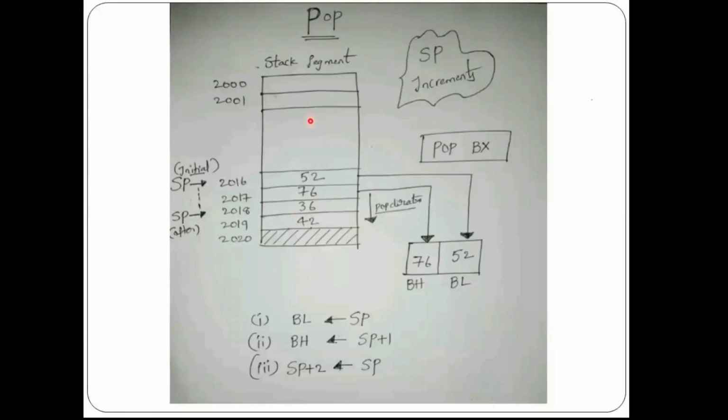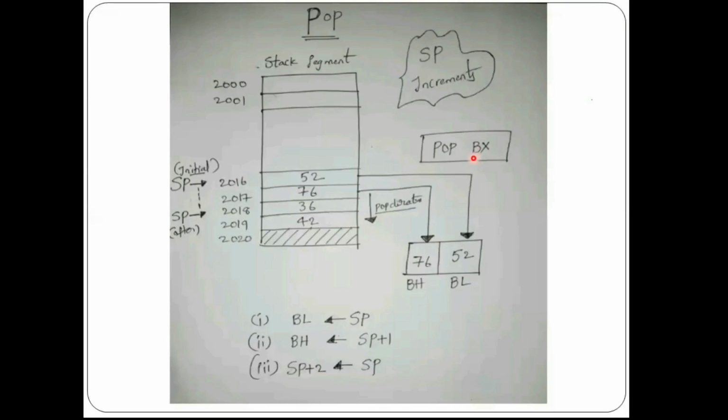This is your stack segment, starting at 2000, 2001 and going on up to 2016, 17, 18, 19, 20. Initially, your stack pointer is pointing to this location, 52. That means 2016. Just imagine that you already have some existing data in the stack: 42, 36, 76, 52. 52 is the most recently entered data. That's why SP is pointing initially to this particular location. Right, very good.